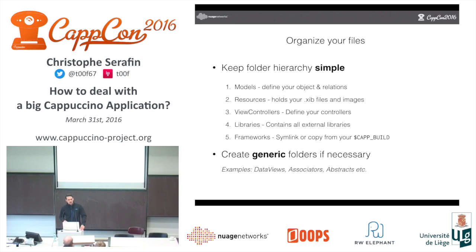If you really want to create some new folders in this hierarchy, try to think of generic folders. The best example here is the abstract object. You want to inherit from an object and another, so try to put all those abstract objects in an abstract folder. It looks very simple when I say this, but if you go back to the models and view controllers, you can have abstract models and abstract view controllers. So you can easily imagine having an abstract folder within the models folder and an abstract folder within the view controllers folder.